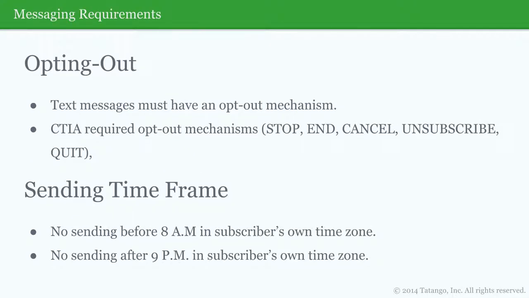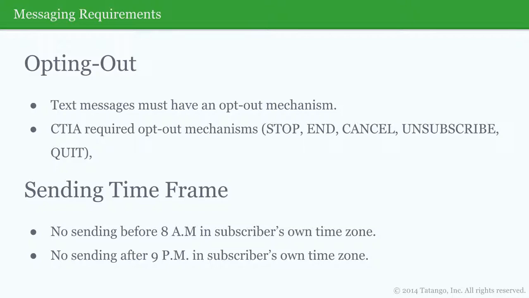Okay, so messaging requirements. This is the stuff that is more specific to text message marketing that's in the TCPA. It says that there must be an opt-out mechanism. That's all it says, though. There must be an opt-out mechanism. It doesn't really say what that opt-out mechanism must be. It doesn't say you have to say stop, or cancel, or unsubscribe. No, it just says there has to be a stop mechanism.